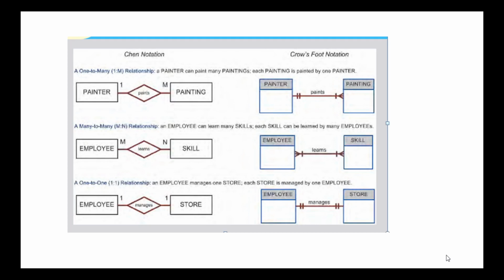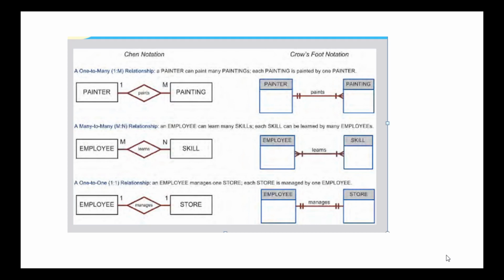How many types of relationships exist? We discussed them in the previous slide: one-to-many relationship, many-to-many relationship and one-to-one relationship. All these three relationships are represented graphically in the Chen notation and Crowfoot notation. Coming to the painter and painting tables, there are two entities, which are written inside rectangle boxes in capital letters.